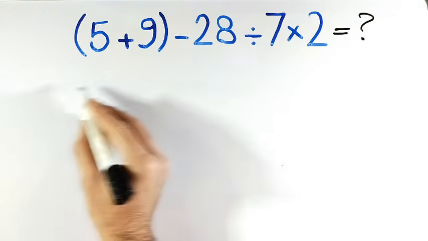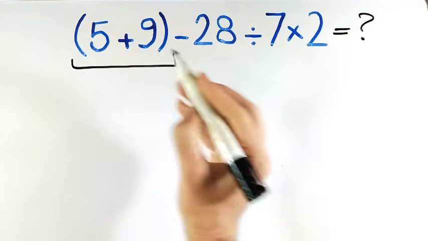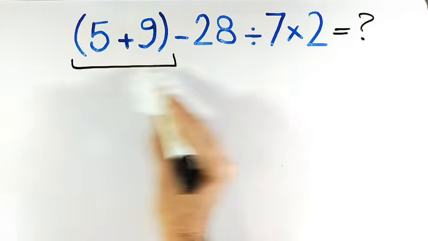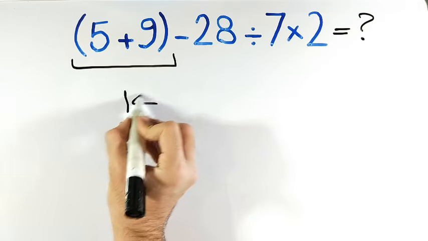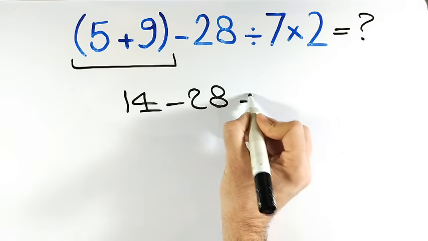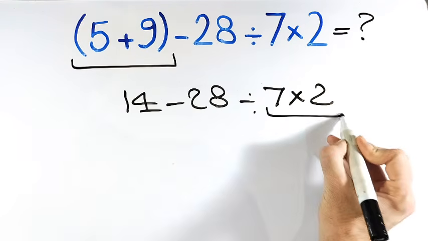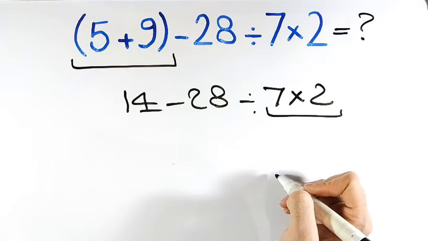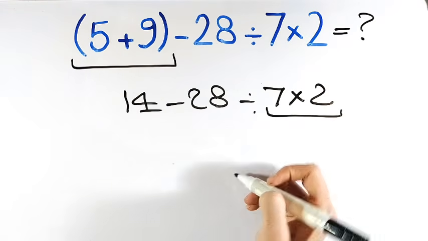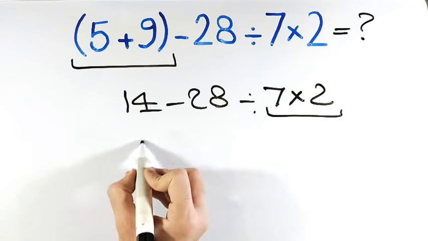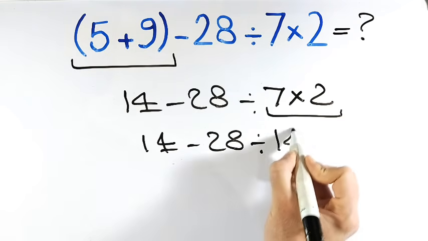Also, some other people when solving this question first go to the expression inside the parentheses because they believe parentheses have a higher priority than the other operations. So, instead of this expression, they write 14 minus 28 divided by 7, then times 2. And the next step, they go for the multiplication between 7 and 2 because they believe multiplication has a higher priority than division. So, instead of this expression, they write 14 minus 28 divided by 14.